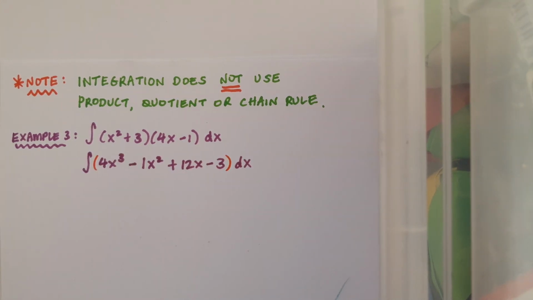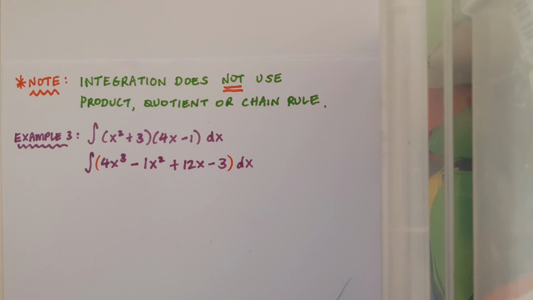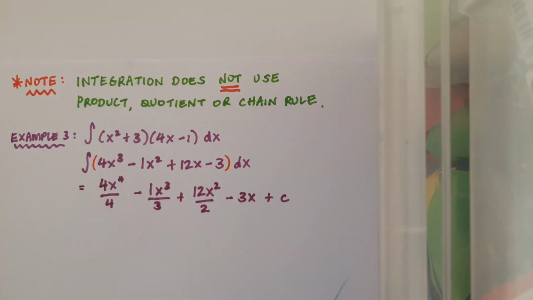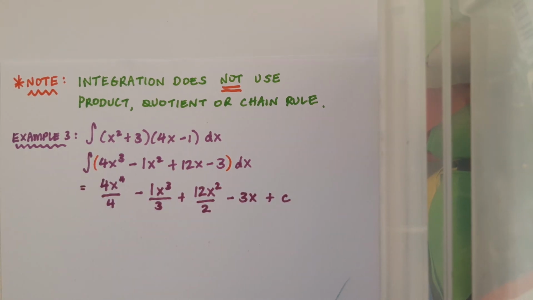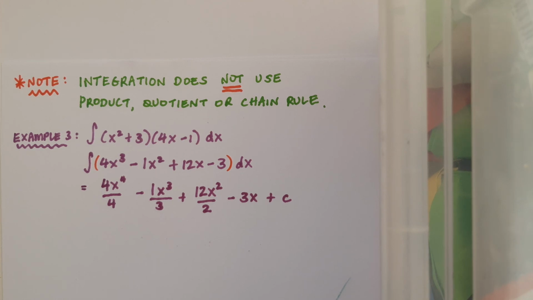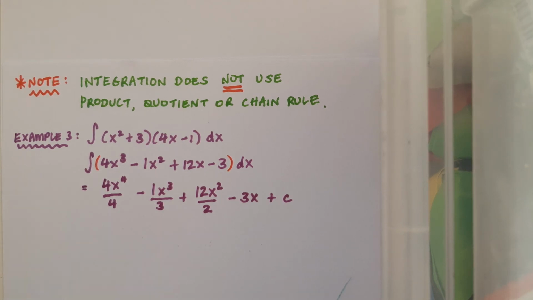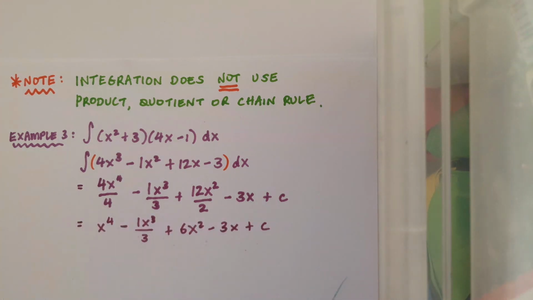So after multiplication, this is what I got, 4x cubed minus 1x squared plus 12x minus 3 dx. And on integrating, I have 4x to the 4 over 4 minus 1x cubed over 3 plus 12x squared over 2 minus 3x plus c. And again, I can simplify this. So my final answer can read x to the 4 minus 1x cubed over 3 plus 6x squared minus 3x plus c.